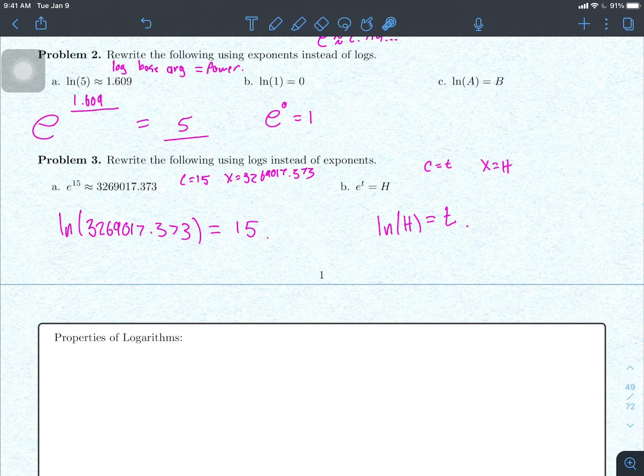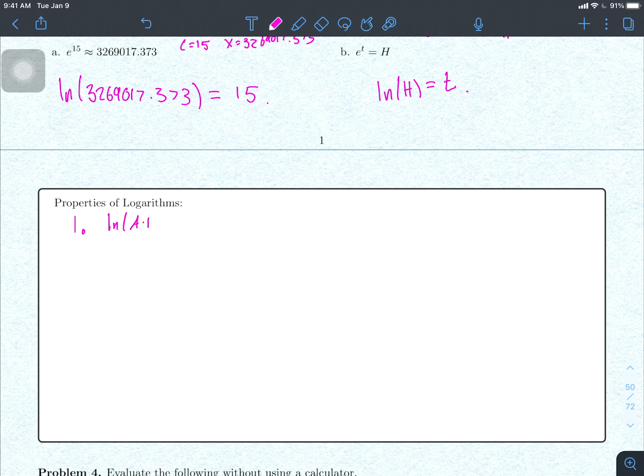There are some properties of logarithms which are really important, and in particular, there's one which is super important. But we're going to talk through a couple first. I'm not going to prove these logarithm properties, I'm just going to tell you that they're true. So ln of a times b is equal to ln of a plus ln of b. We also have ln of a divided by b is equal to ln of a minus ln of b.